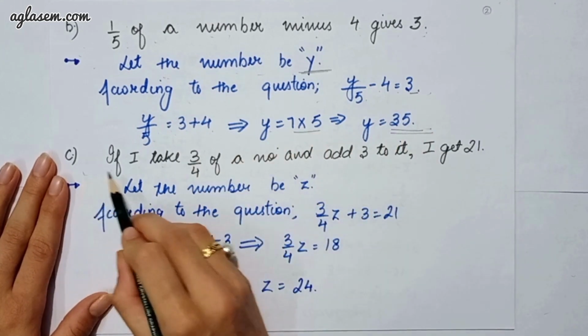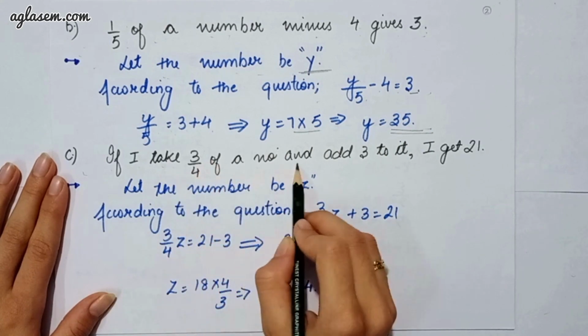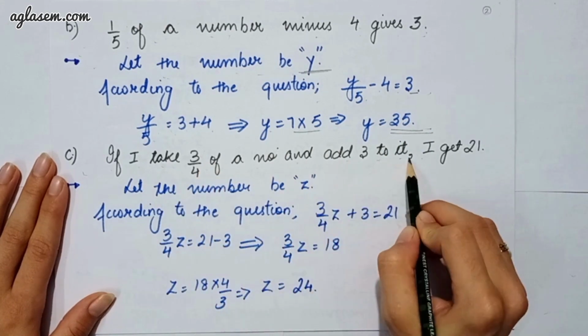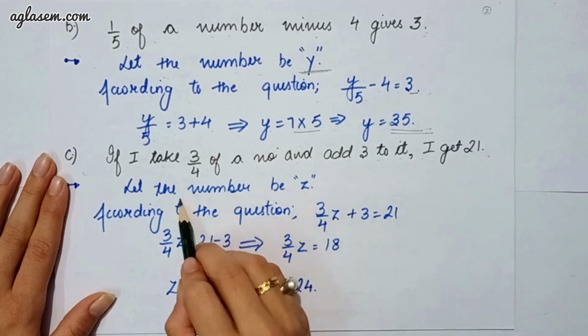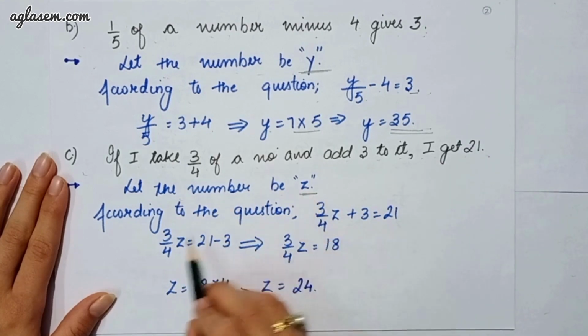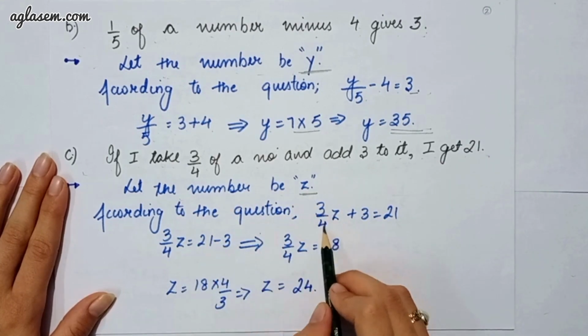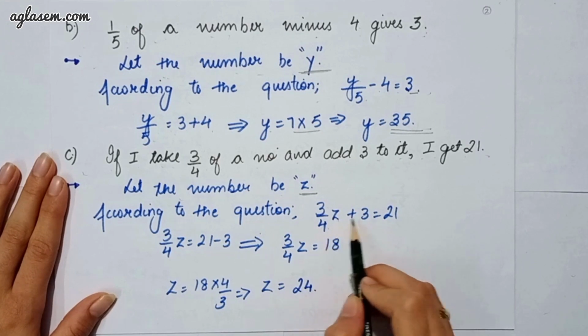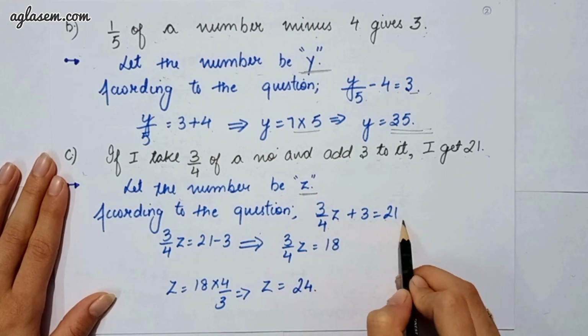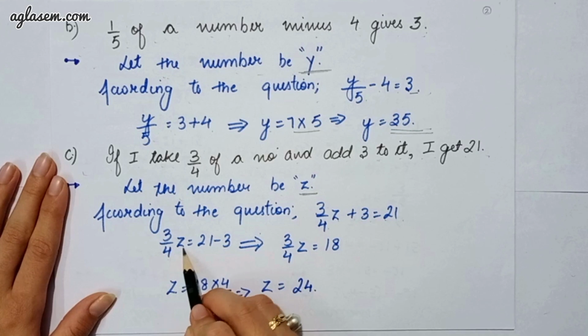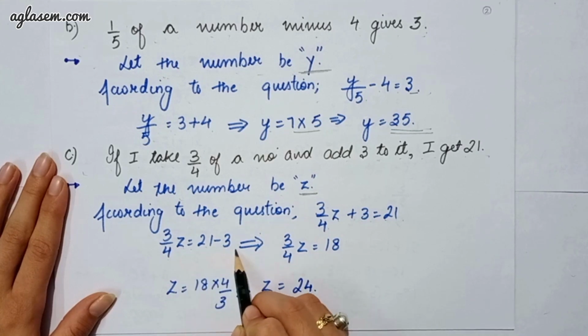C part says if I take 3/4 of the number and add 3 to it, I get 21. So here we have to let the number be z. According to the question, our equation will be 3 upon 4z plus 3 is equal to 21. So 3 by 4z is equal to 21 minus 3, which will give you z as 24.